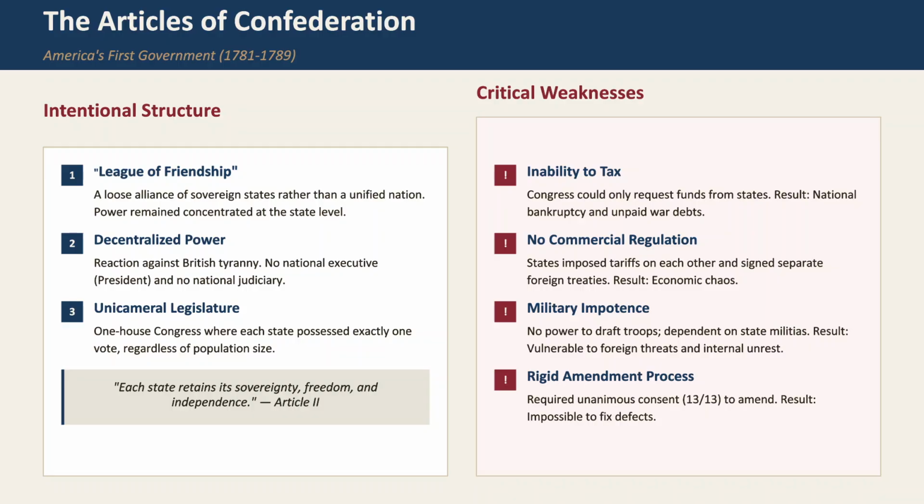They also could not regulate commerce between the states or raise an army. So they had no power to pay their debts nor defend their borders. And as a result, they were on the brink of economic collapse and political collapse because of the chaos it created.